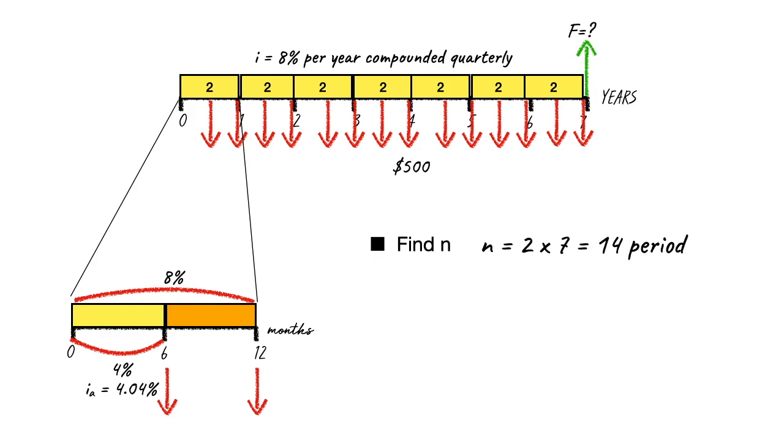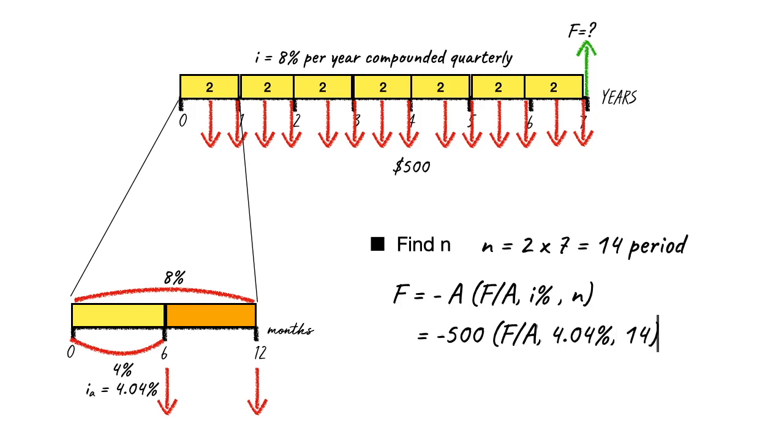Now we already know our effective interest rate and our payment period. The next step is to convert the annual series into an equivalent future worth. You can do this by multiplying it with the F/A factor. The i percent would be the effective interest rate for that particular period, which is every 6 months, and our N is the number of payment periods, which is 14. So substitute those values into our equation.